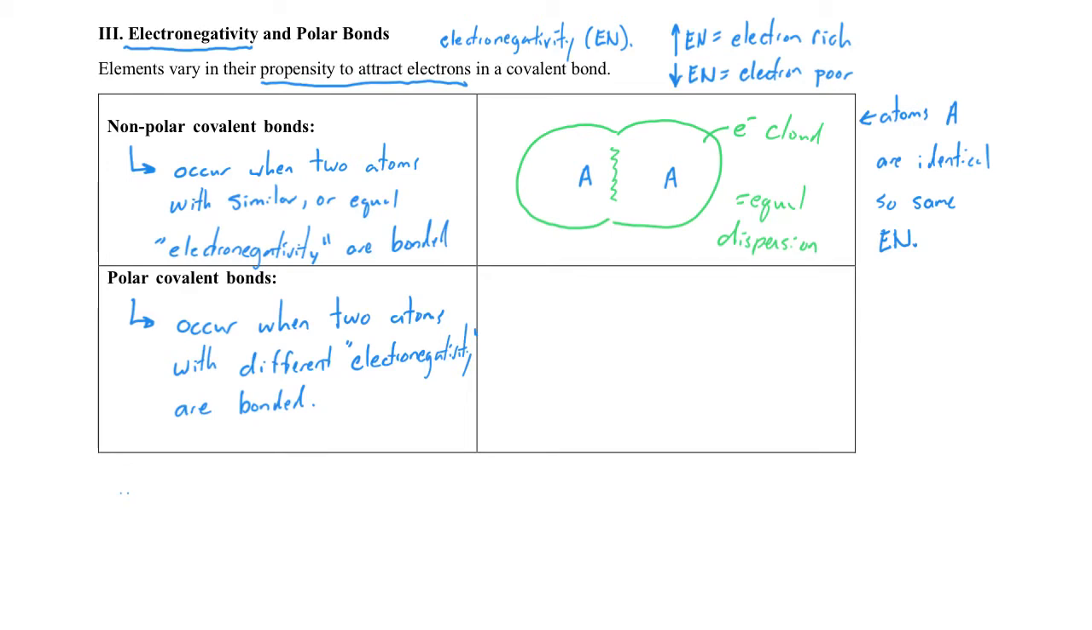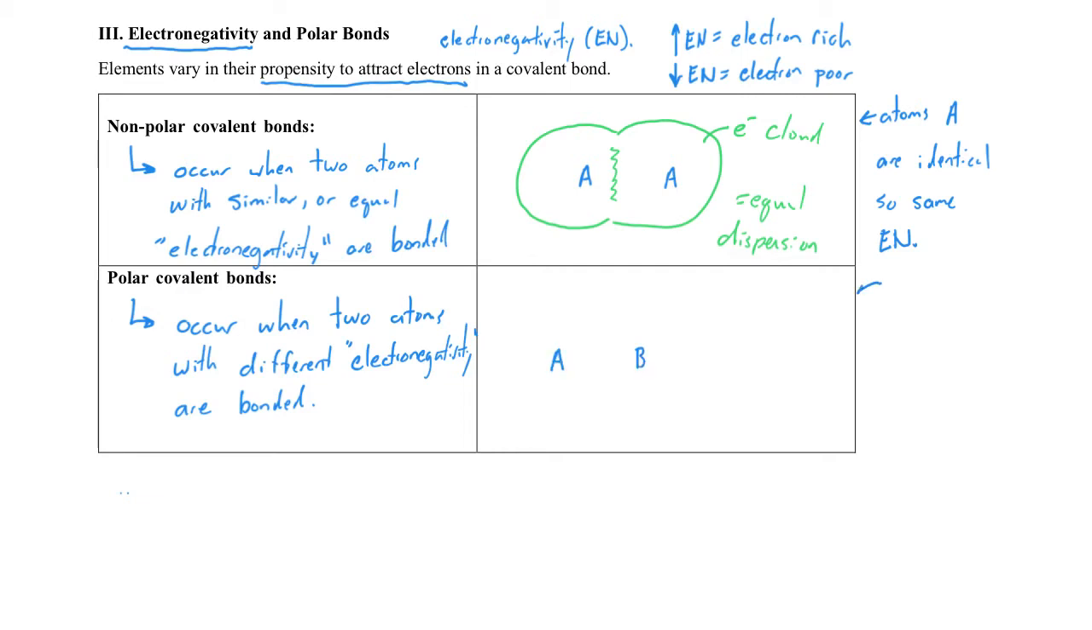Now let's talk about what a polar covalent bond is. A polar covalent bond, as I wrote here, occurs when we have two atoms that have different electronegativities. So this is not a good example of that, right? Up here we have atoms that are identical in terms of their electronegativities. Let's imagine a situation where the atoms are not identical. So maybe instead of A and A, we're talking about atoms A and B.